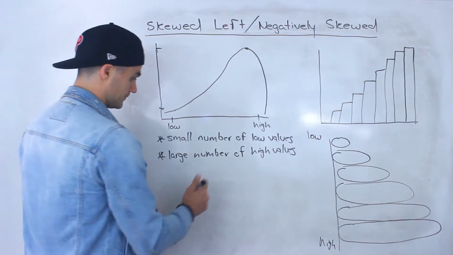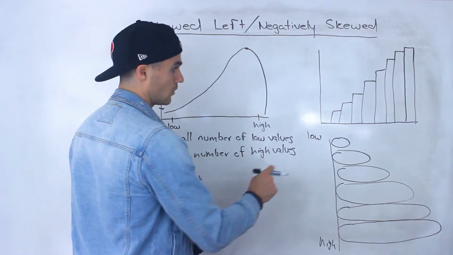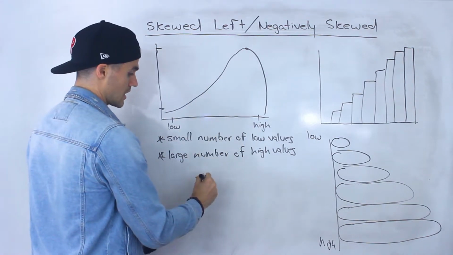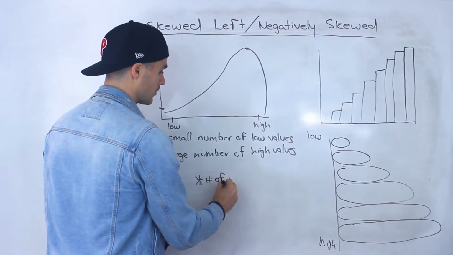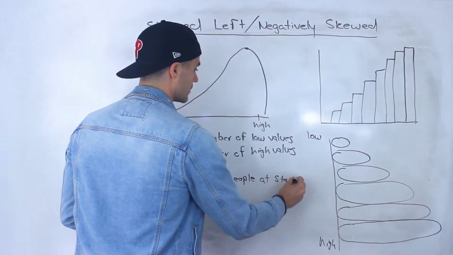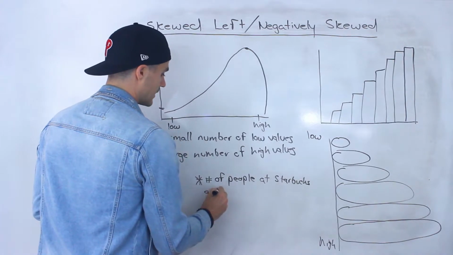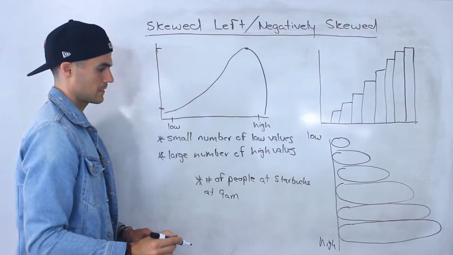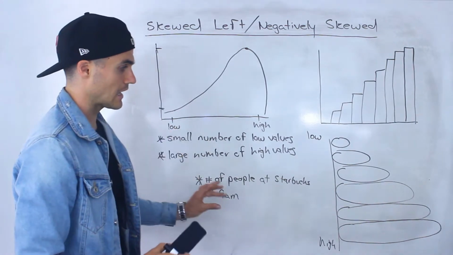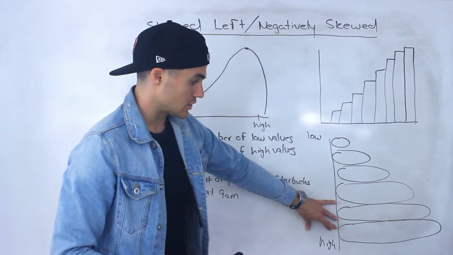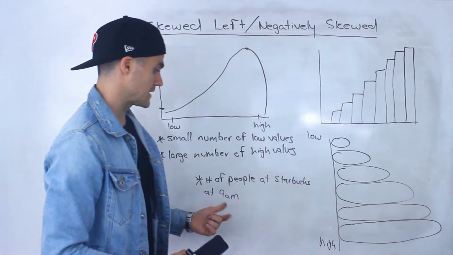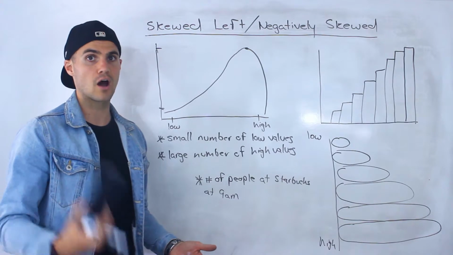And we went over an example in a previous video where the distribution was skewed to the left or negatively skewed. It was the number of people at a Starbucks at 9 a.m. We went over that example in a previous video. What it showed us was that at 9 a.m., the frequency, the number of people at a Starbucks, was higher. That made sense because at 9 a.m. most people are going to get their coffee.